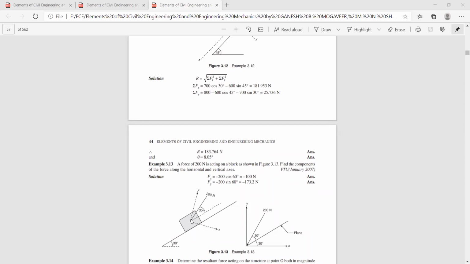Now you can also have the axis like this, x and y. If you take out this portion and draw a separate figure, you can see this is the x-axis and this is the y-axis, and this angle is 30 degrees. Obviously this angle is also 30, and this 200 Newton force is acting like this, making an angle of 30 degrees. So obviously this angle also becomes 30 degrees, correct?